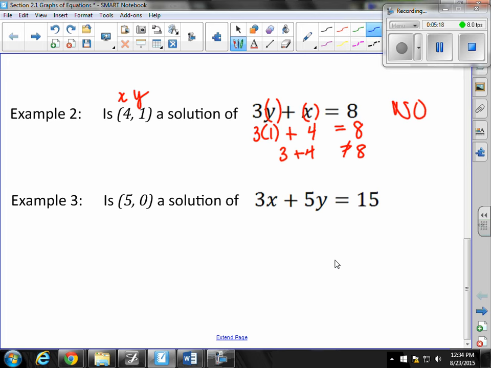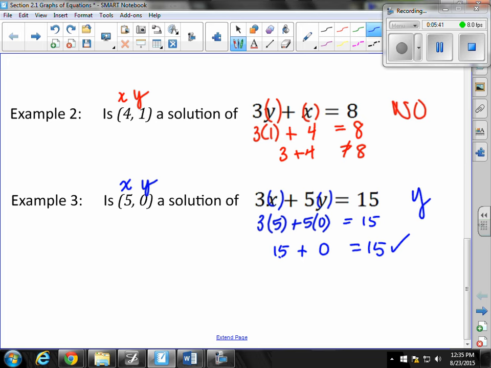And we have one more example here. Again, remember, x-coordinate followed by y-coordinate. When I substitute my values in, 3 times x, which is 5, plus 5 times y, which is 0. Is that equal to 15? 3 times 5 is 15 plus 5 times 0 is 0. Yes, that is 15. It makes my equation true, so yes, that one is a solution to my equation.